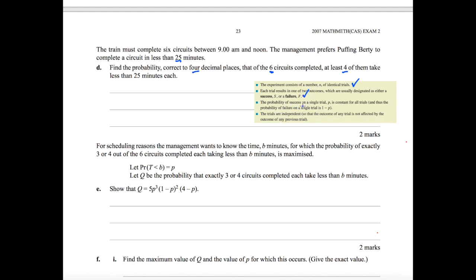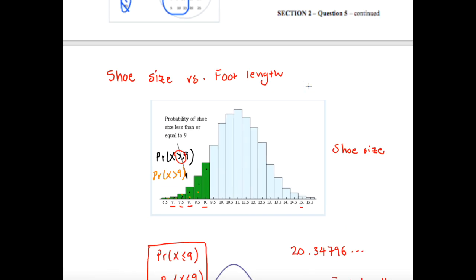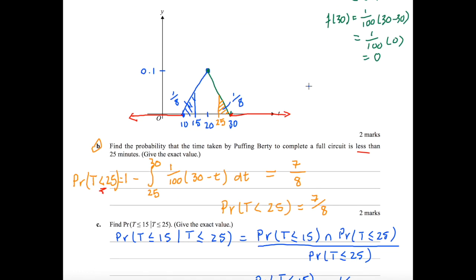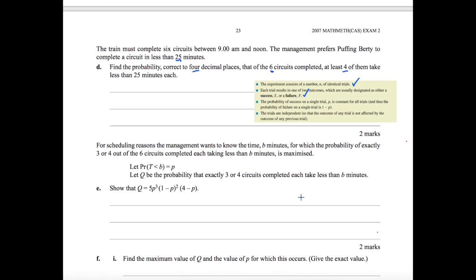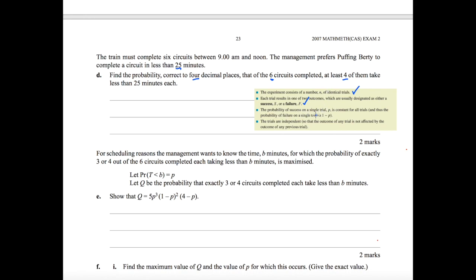The probability of success on a single trial P is constant for all trials. If we think back to before, the probability of success is 7/8. Its probability that the time it takes is less than 25 is 7/8. So that's a probability of success, P being 7/8. And thus the probability of a failure on a single trial is 1 minus P. Well, the probability of a failure will be 1/8 because we do 1 minus 7/8. The trials are independent so that the outcome of any trial is not affected by the outcome of any previous trial. It doesn't say that explicitly, but we can assume that.